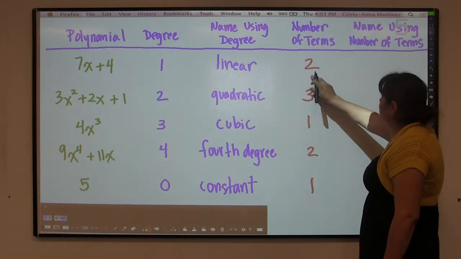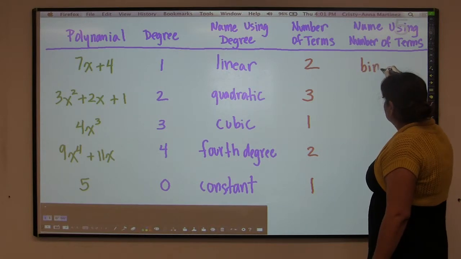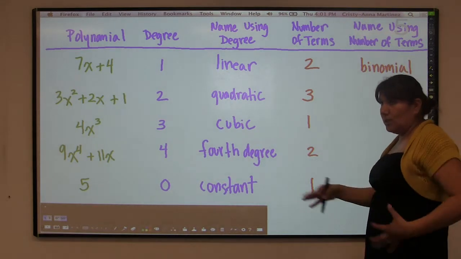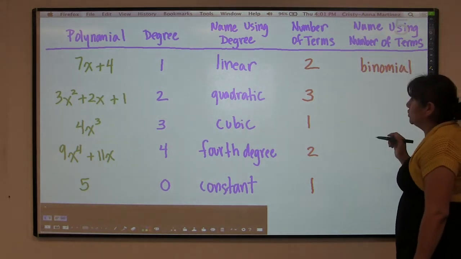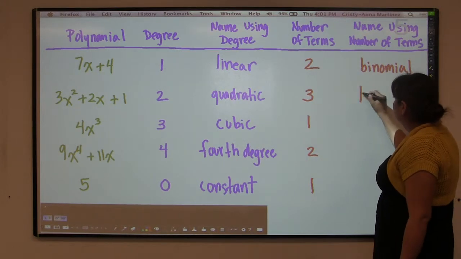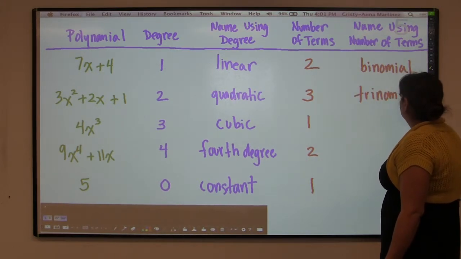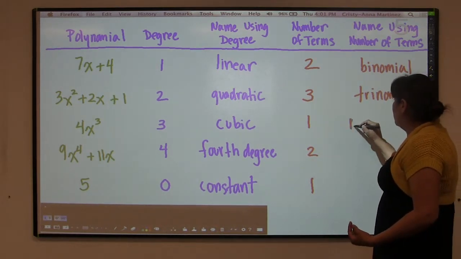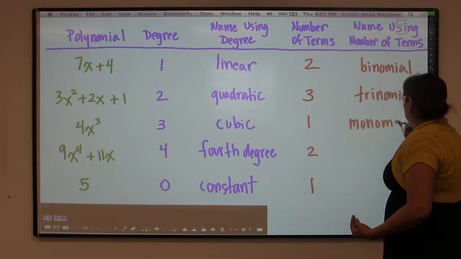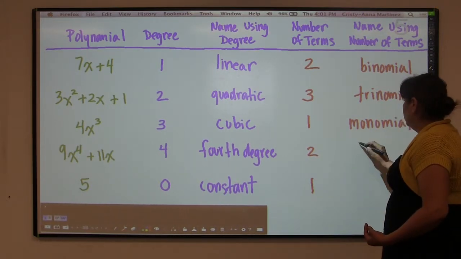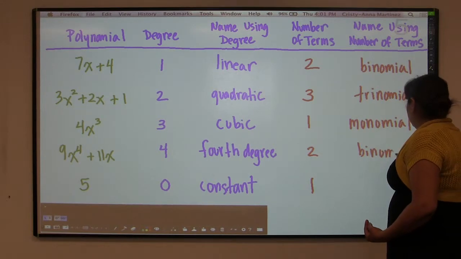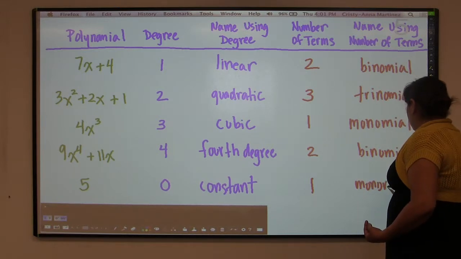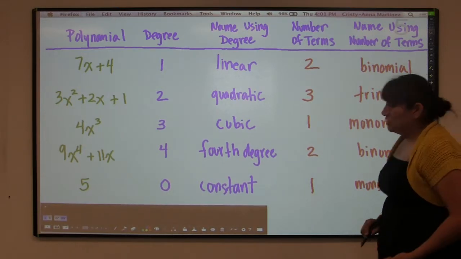So if you have 2 terms, we call that binomial. You know that bi means 2. Okay, like a bicycle is 2 wheels, right? So binomial meaning 2. 3, like a tricycle, is trinomial. The prefix tri meaning 3. And of course, we already talked about the 1. That's a monomial. And then here we have another binomial. And then we have a monomial again. Okay?